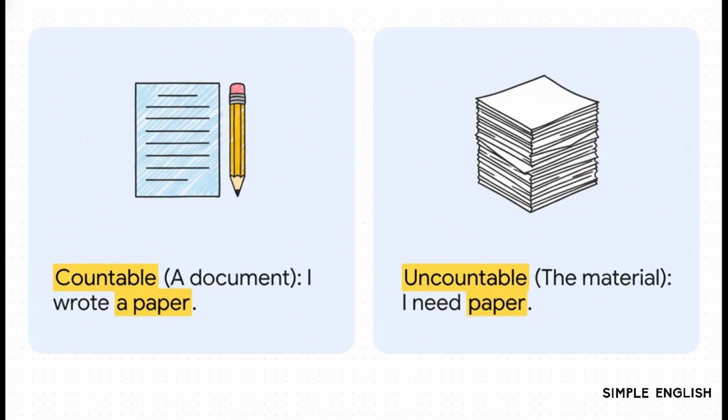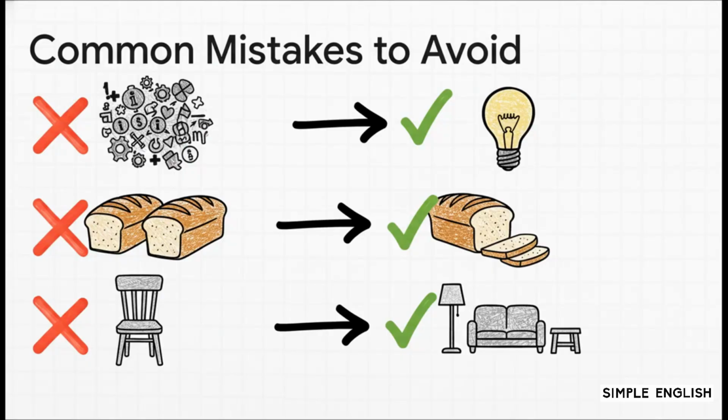Here's another perfect example. If you say, I wrote a paper, you mean a single document, like a school essay. That's countable. But if you say, I need paper to print on, you're talking about the raw material, which is uncountable. Same word, 2 totally different rules, all based on context. So with all that in mind, let's look at some super common traps to avoid.